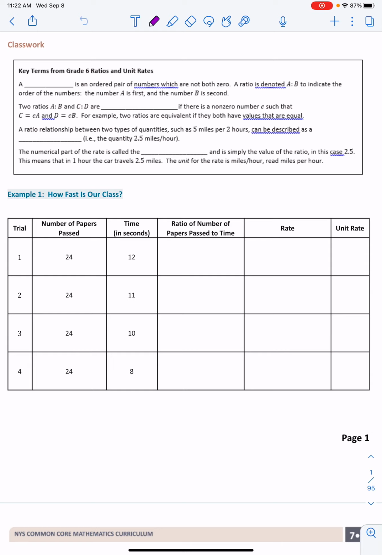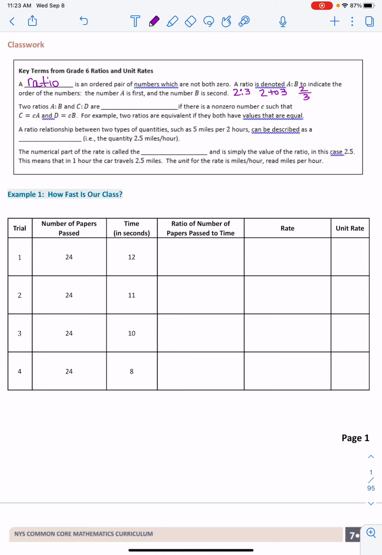A ratio is an ordered pair of numbers which are not both zero. A ratio is denoted A:B to indicate the order of numbers. The number A is first and the number B is second. It can also be written as, for example, 2:3, and 2/3 as a fraction. We're going to be using it more as a fraction than anything else.